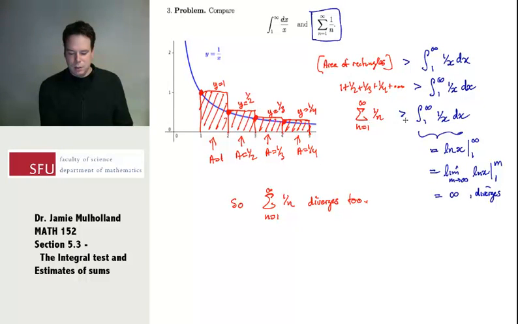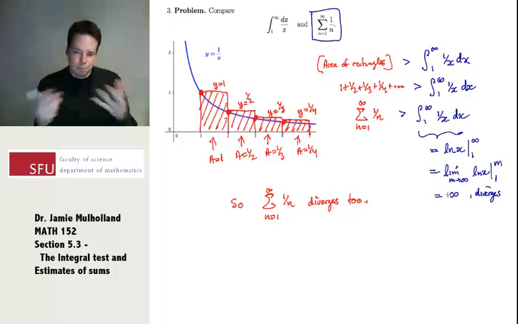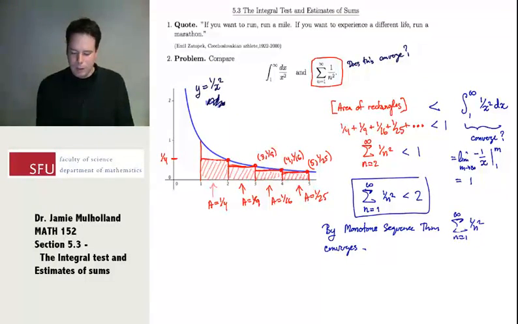So our series was bigger than something that is already infinite. So it has to be infinite as well. Whereas in our previous one, we had that our series was smaller than something finite. So it had to be finite as well.